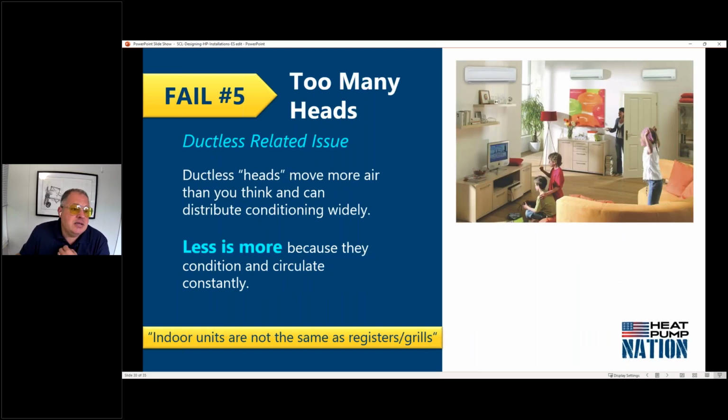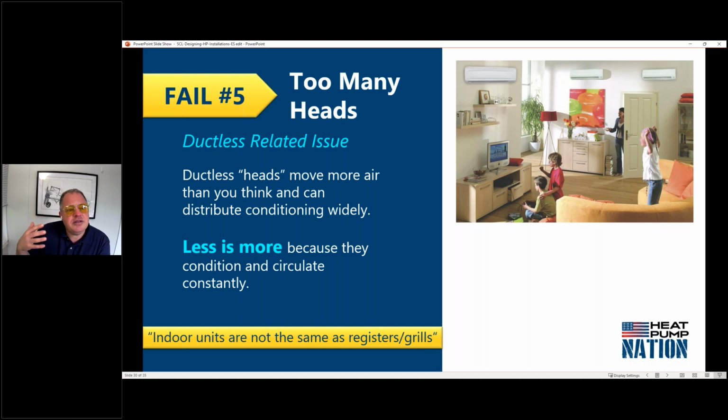I made this mistake when I first started selling ductless heat pumps and being involved with them. I used too many indoor units with my multi-zone designs. I call this the too many heads fail.